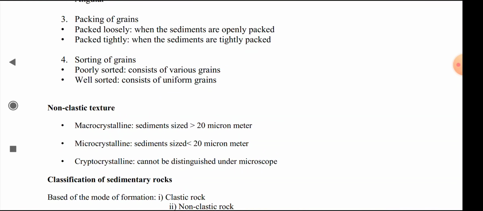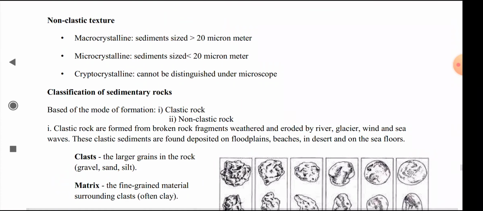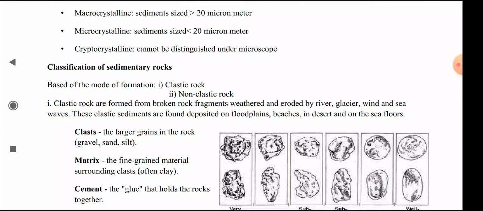Non-clastic texture: macrocrystalline, microcrystalline, cryptocrystalline. Macrocrystalline: sediment size is greater than 20 micrometer. Microcrystalline: sediment size is less than 20 micrometer. Cryptocrystalline: cannot be distinguished under a microscope. Classification of sedimentary rock based on mode of formation: clastic rock and non-clastic rock.